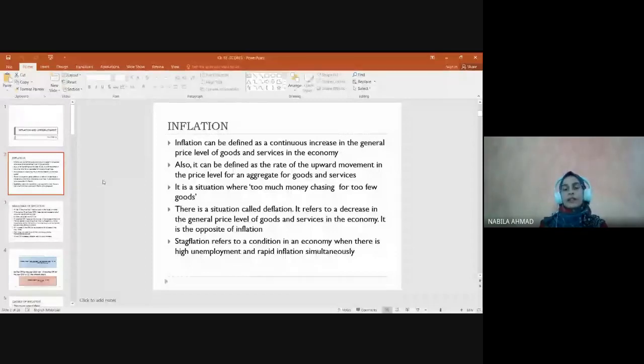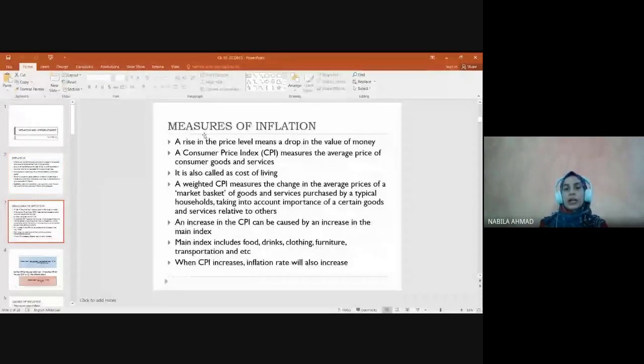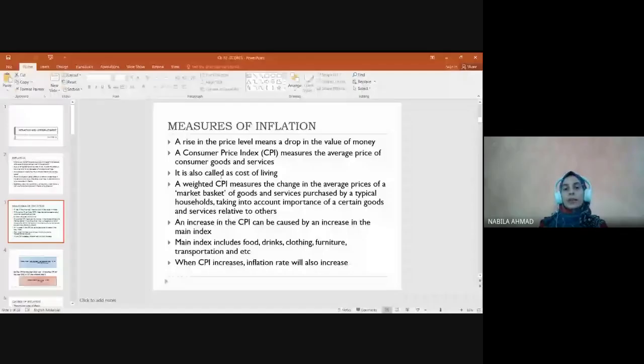A rise in the price level means a drop in the value of money. A consumer price index measures the average price of consumer goods and services. So kita nak measure inflation, kita akan guna consumer price index. Dia adalah average price of consumer goods and services, dan dia adalah measure cost of living. A weighted CPI measures the change in average price of a market basket of goods and services purchased by a typical household, taking into account the importance of certain goods and services relative to others.